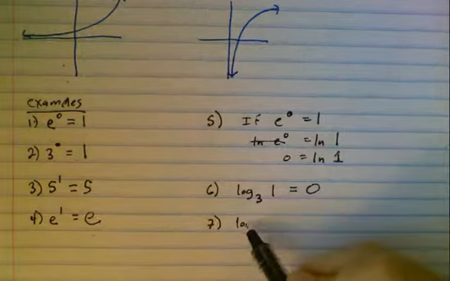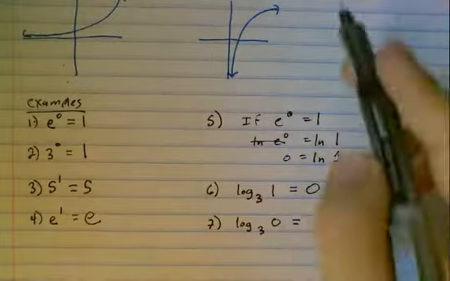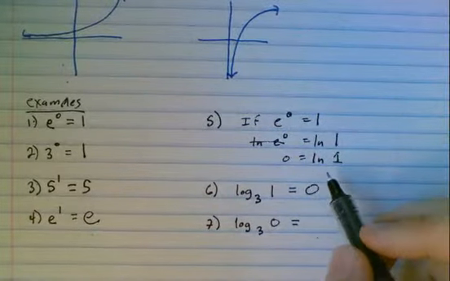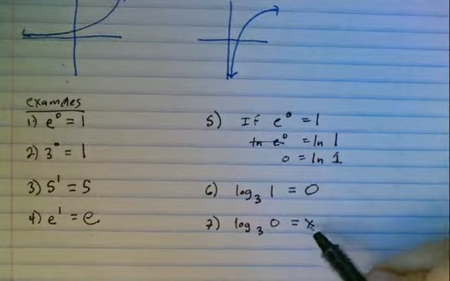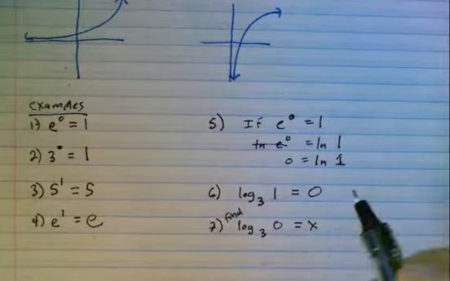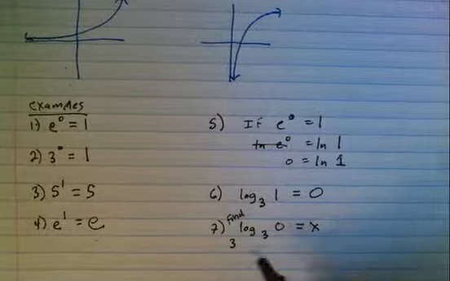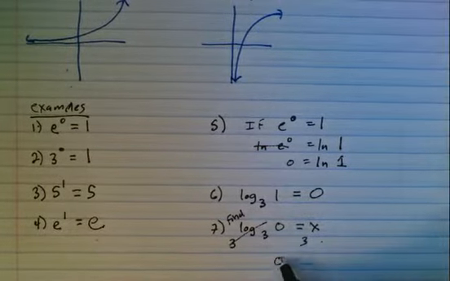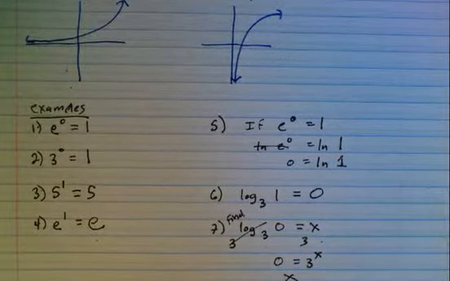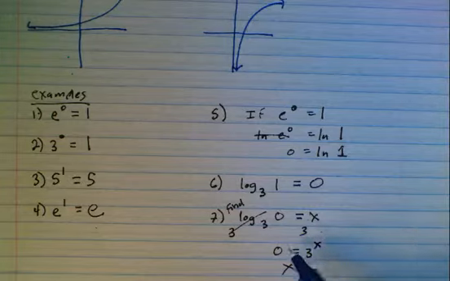And for number 7, let's find log base 3 of 0. Well, we know that's undefined, but let's take a second and just look at that. So if log base 3 of 0 equals x, we're going to try to find x. Remember, we solve by doing 3 to the power of both sides, which undoes that. 0 equals 3 to the x, but not possible. No number that we can put in for x will make 3 to that power equal to 0.